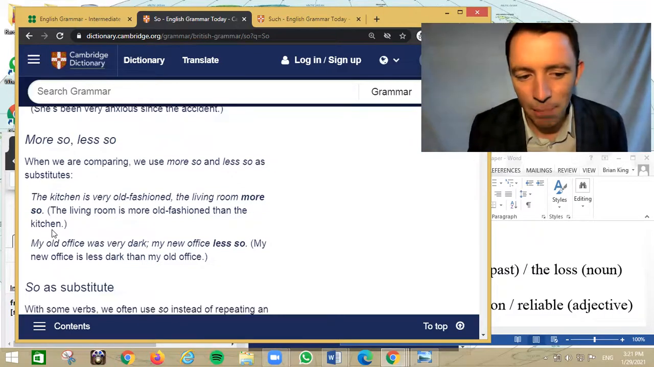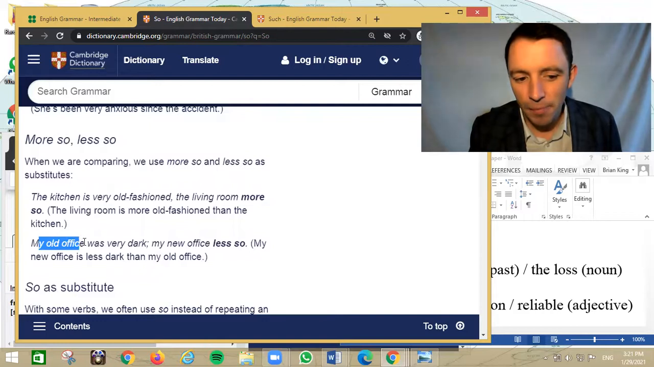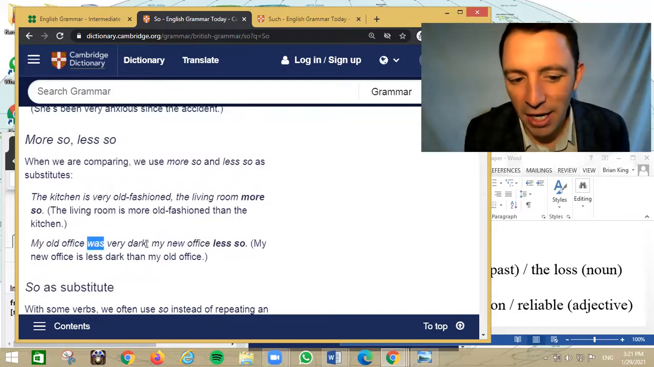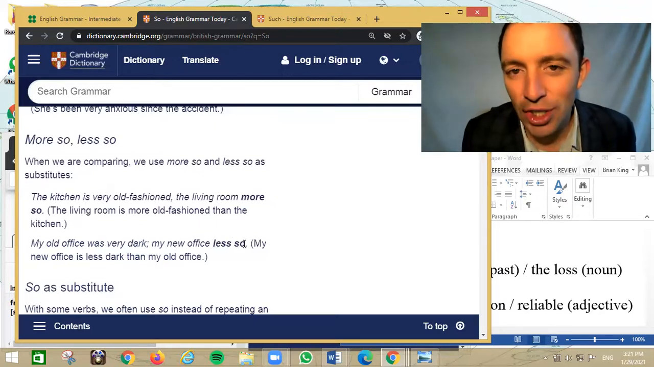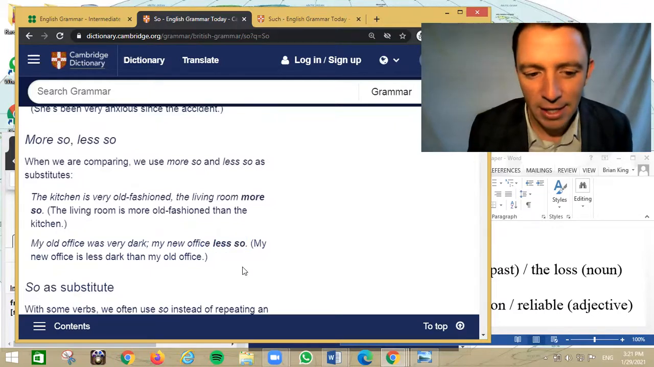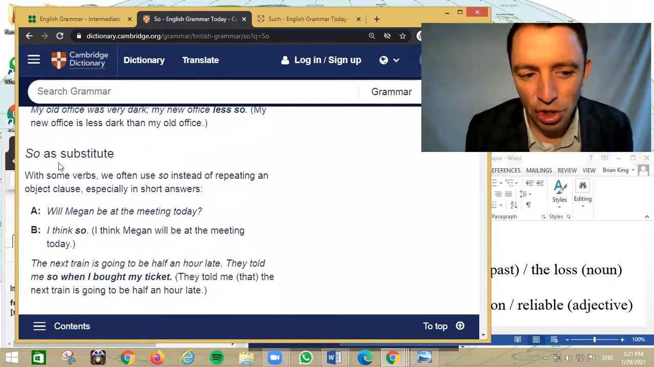All right, so in the next example, my old office, verb to be, was very dark. So here's the adjective, and it's very dark. My new office, less so. That's a very fluent structure and very fluent English. Okay, very good. The next, again, so as a substitute.